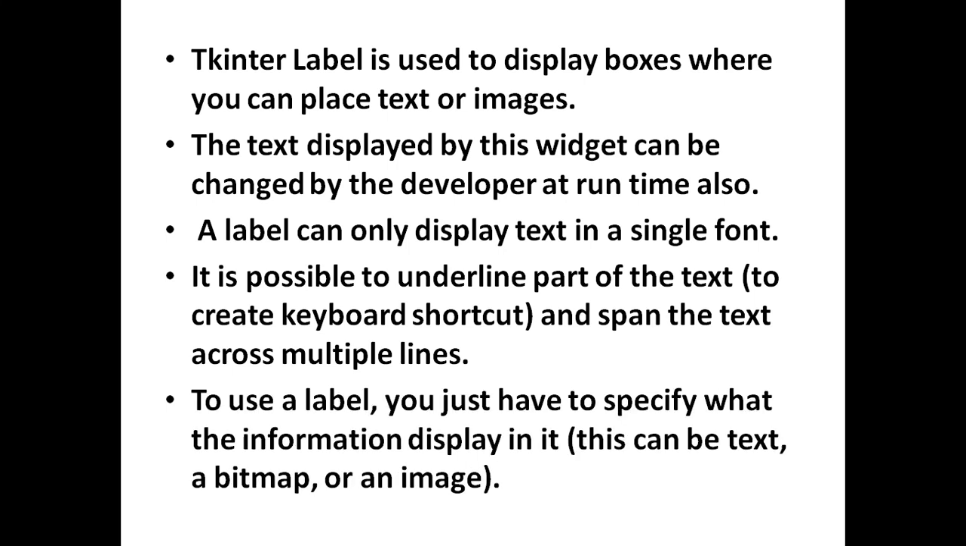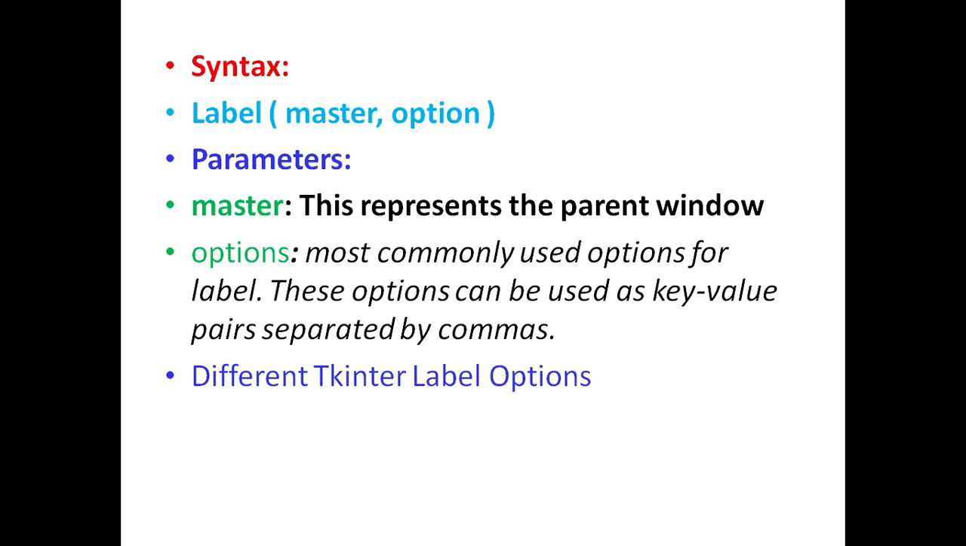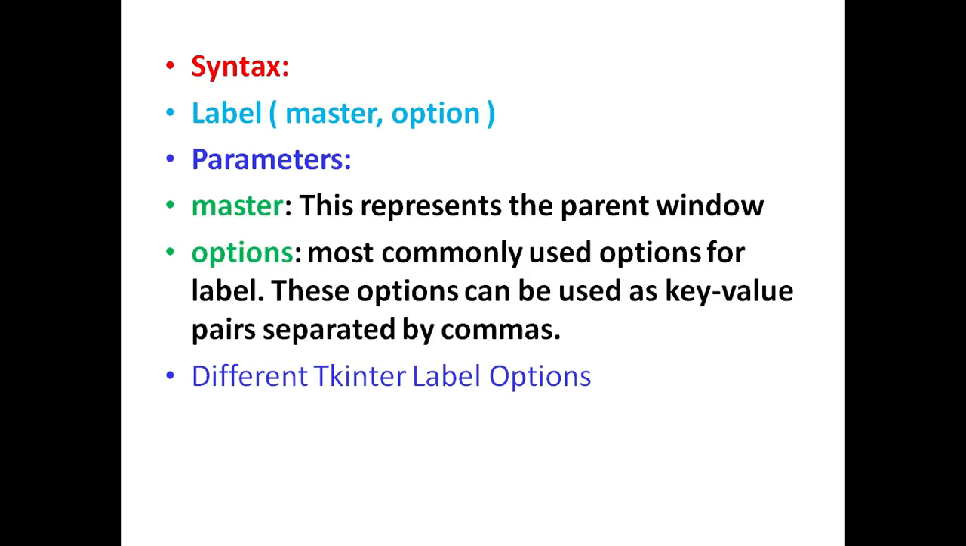To use a label, you just have to specify what information to display on it. The information can be text, a bitmap, or an image. The general syntax for defining a label is Label with parameters master and options, where master represents the parent window and options are different commonly used options for the label. These options can be used as key value pairs separated by commas. Different Tkinter label options are as follows.